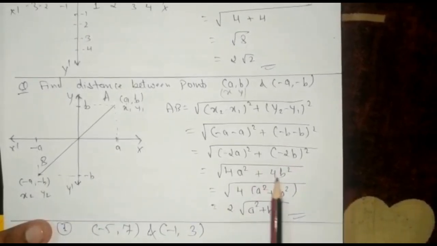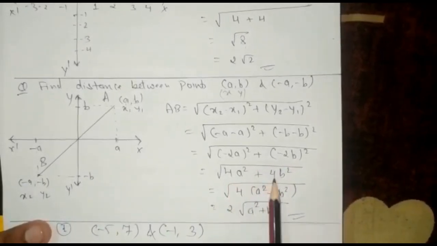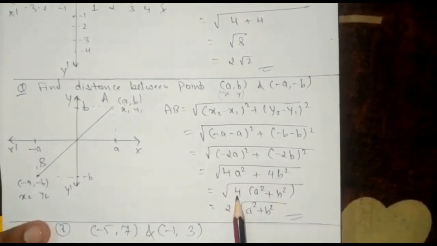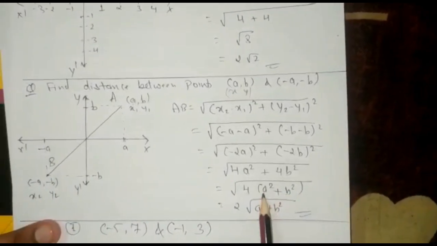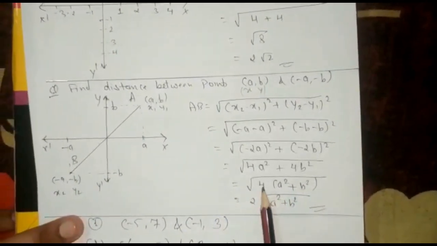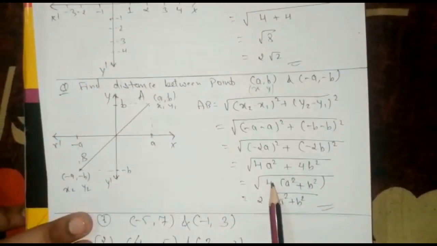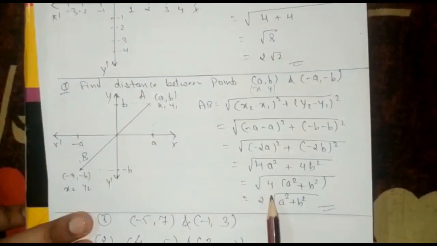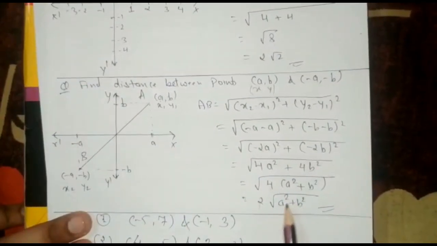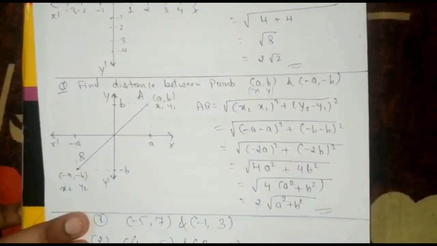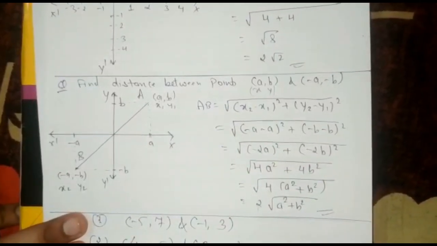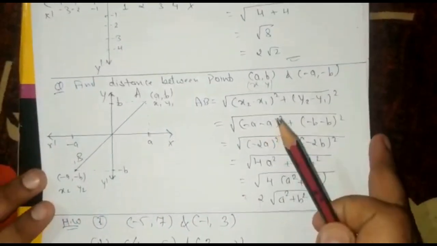We take 4 common from both, 4a squared plus 4b squared. When we take 4 common, it becomes the square root of 4 times (a squared plus b squared). The square root of 4 is 2, so we can take 2 outside the root, and the final answer is 2 times the square root of (a squared plus b squared). So this is the way through which we can find the distance between two points.